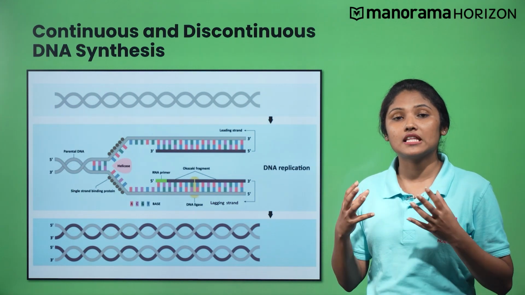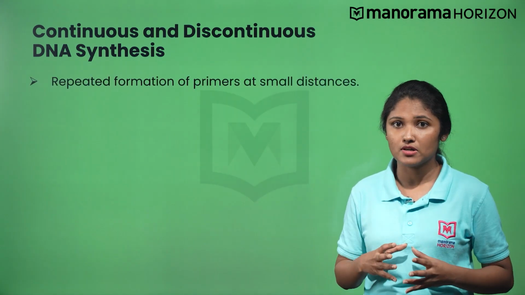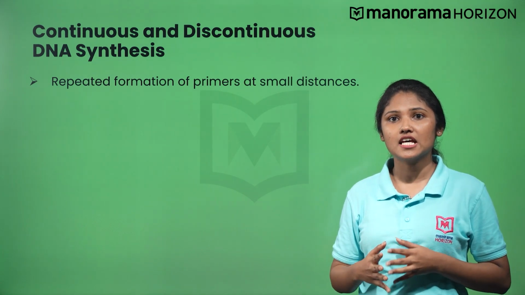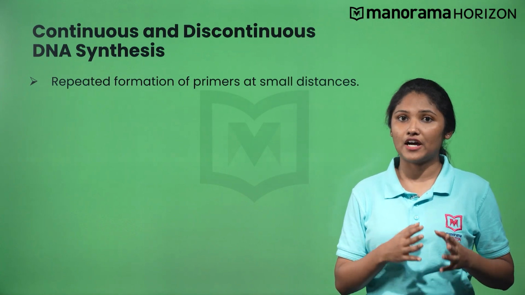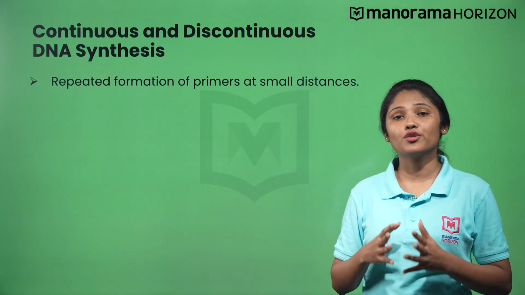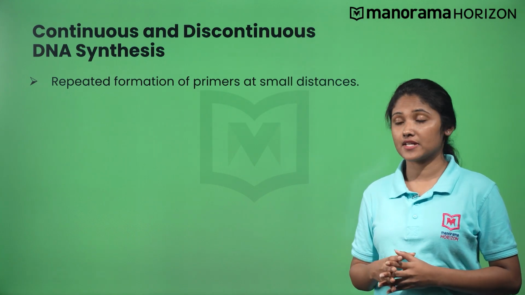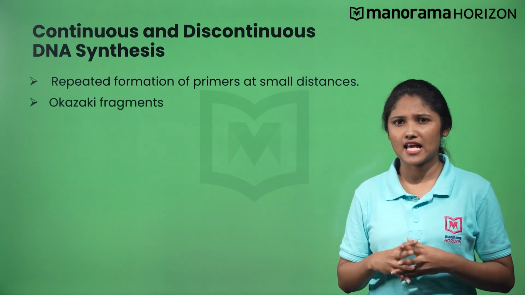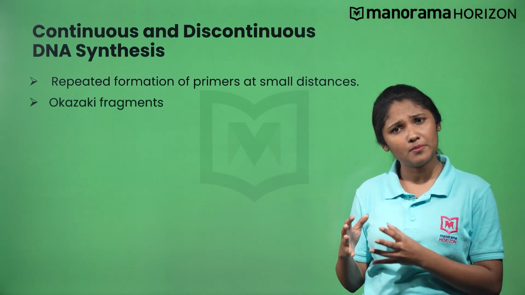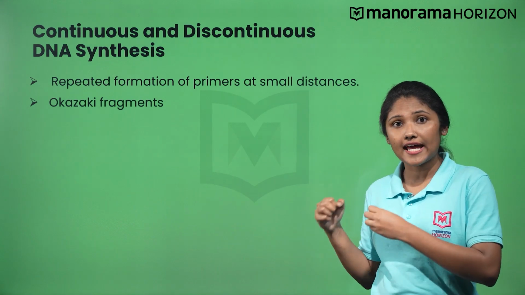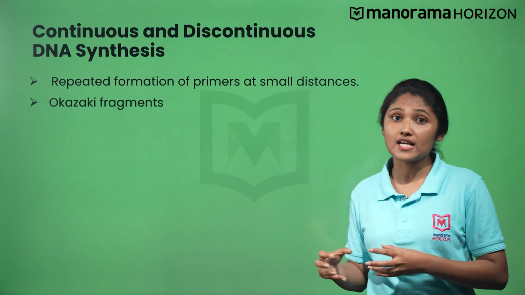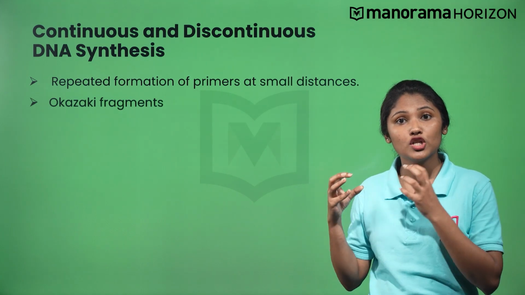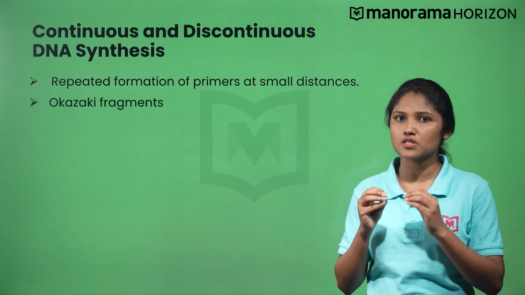It includes the repeated formation of primers at small distances. These primers are then extended by DNA polymerase in a 5' to 3' direction to form the short DNA fragments called Okazaki fragments. These Okazaki fragments have RNA primer at the 5' end, which is then removed, and the gap between the successive Okazaki fragments is filled by the addition of deoxyribonucleotides by DNA polymerase 1.